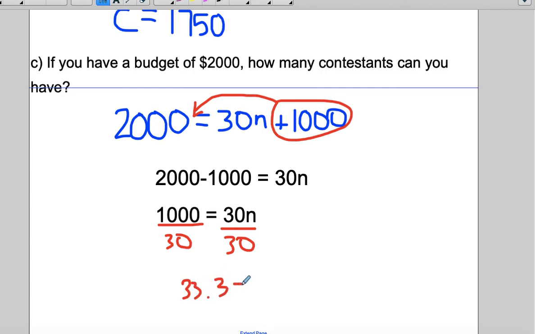So 1,000 divided by 30 is 33.3 equals n. But wait a minute, you realize you can't have 0.3 of a contestant, which is a person, so you need to round this. So we can't have more, so we definitely only need 33 contestants. So therefore 33 contestants, and you would write this in a full sentence. 33 contestants are the maximum number of people you can budget with if you have a budget of $2,000.